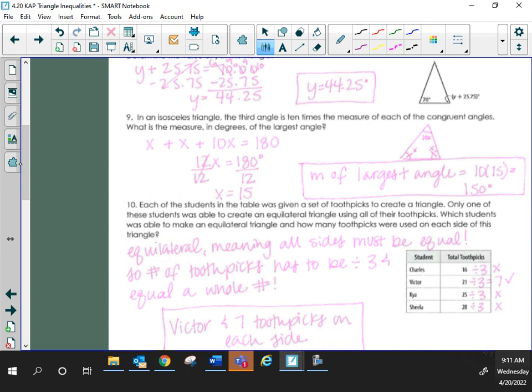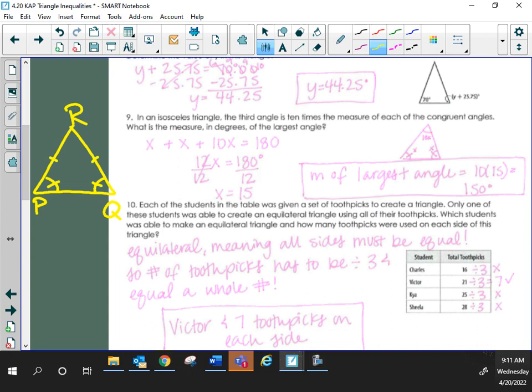So they have the picture. I'm going to draw it a little bit bigger. Again, it really just helps when you do this. So in an isosceles triangle, I'm going to say this one is equal to that one. The third angle is 10 times the measure of each of the congruent angles. So I'm going to start with the congruent angles. Let's call it P, Q, R. The two angles that are congruent are angle Q and angle P.